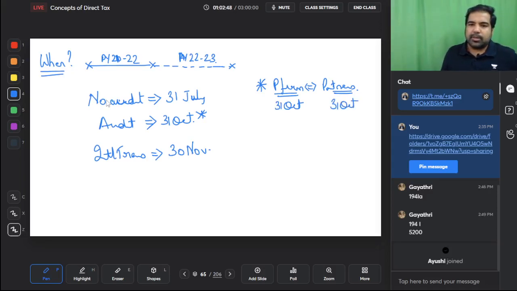The logic is, even if the partner is not auditable, but only when the firm knows how much they have to deduct on the salary and interest paid to partners, only then we'll know how much to include in the partner's salary income and interest income. So hence one is dependent on the other, so they share the same date. And if the partnership firm is not auditable, then both of them will be July. So I can happily say, guys, that both partner and partnership firm will always have the same due date.